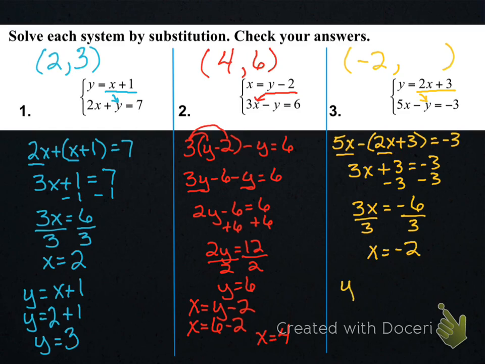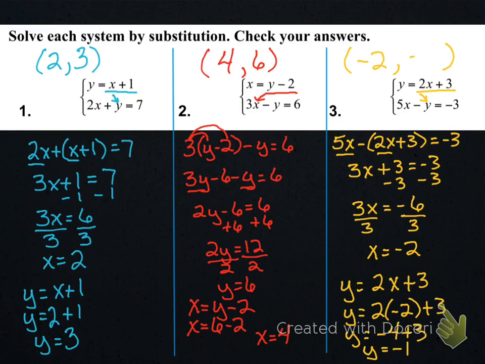That goes up in my ordered pair. Now we will use y equals 2x plus 3. And I'm going to substitute negative 2 for x. So 2 times negative 2 plus 3. That gives me negative 4 plus 3. And that's y equals negative 1. So my ordered pair is negative 2, negative 1. Okay, that finishes out our first 3. Let's go to our next 3.